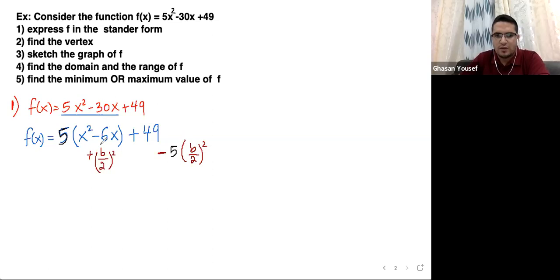Okay, what is the b here inside the parentheses? Negative 6, as I learned before, f of x, exactly, it's negative 6. So this is my b here for the quadratic function, the negative 6. So actually I should add negative 6 over 2 squared, and I have to subtract 5 times negative 6 over 2 squared.